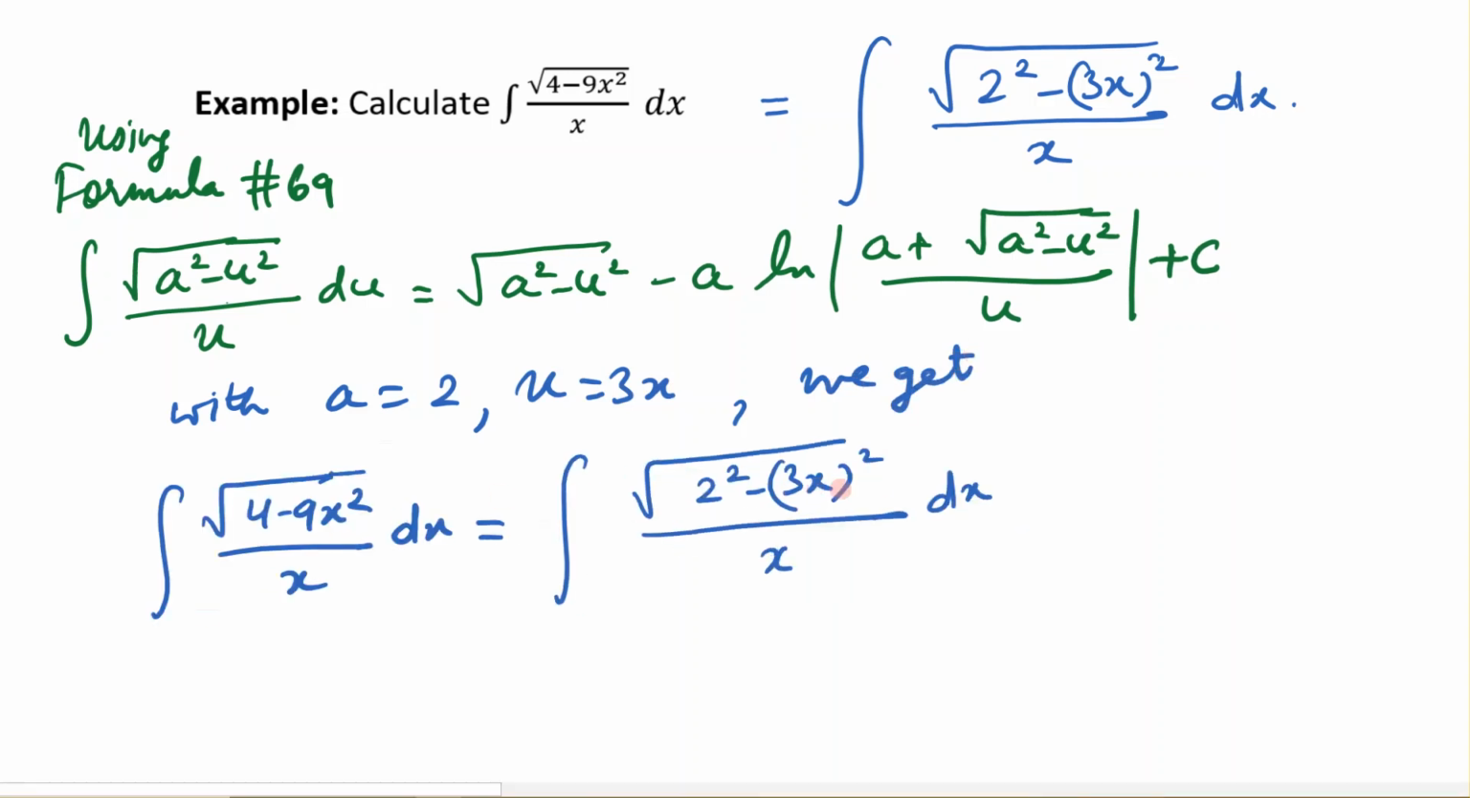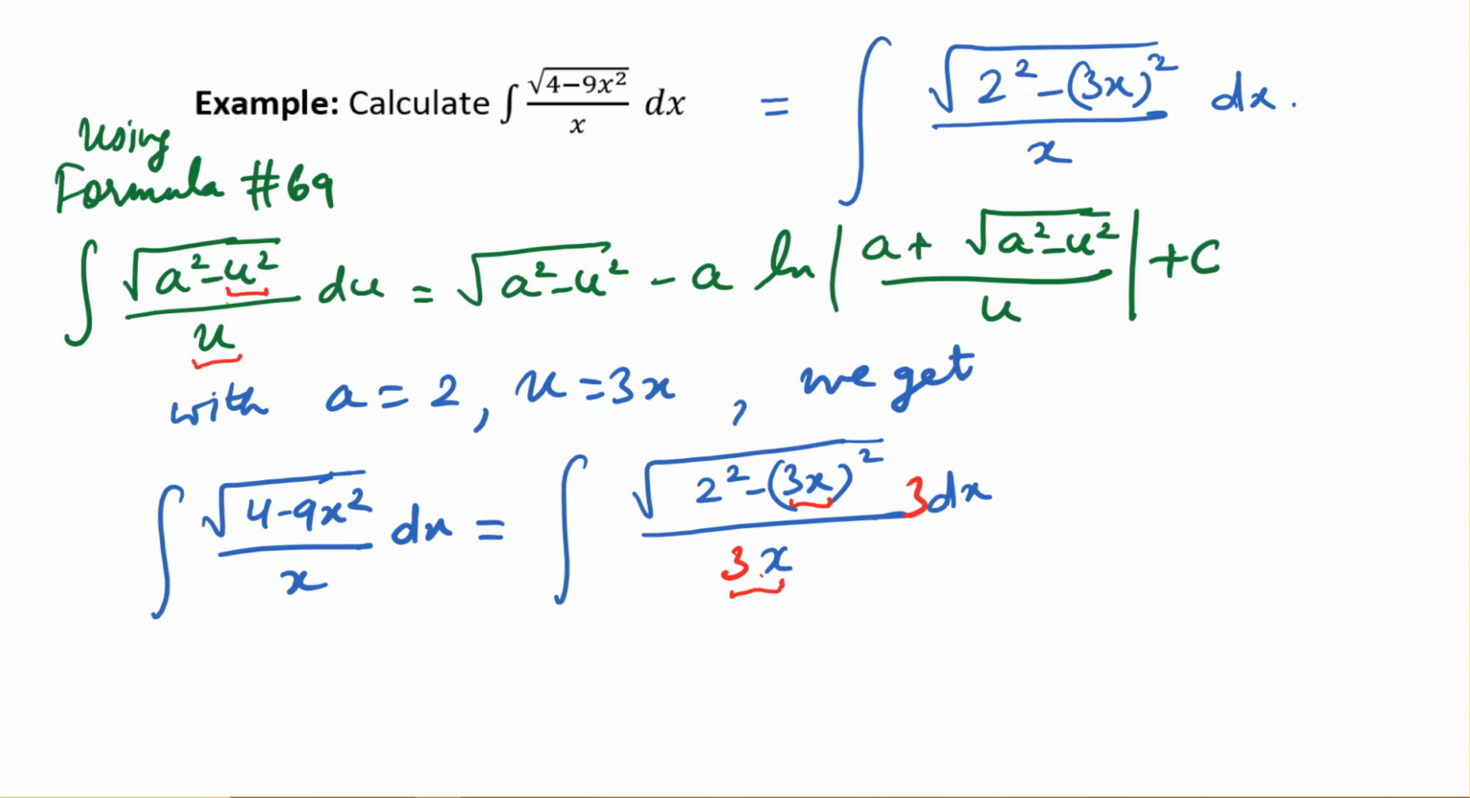I'm just going to rewrite this in the form square root of 2 square minus 3x square over x dx. And I noticed that here we have u square and we have u in the bottom as well, and we have du. So in this case, I have 3x here, so I need a 3x in the bottom. So we add another 3 so that we have the same u here. So if I am dividing by 3, I have to multiply by 3. So now we have the required form and we can write our answer.